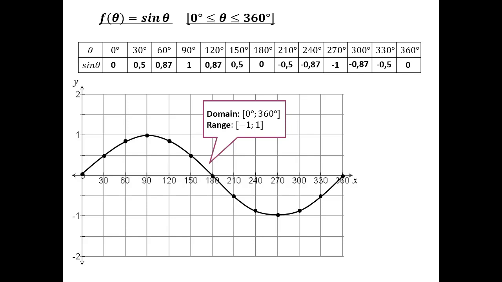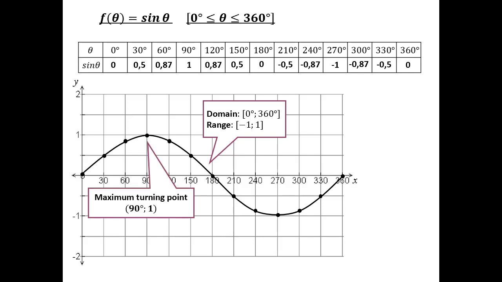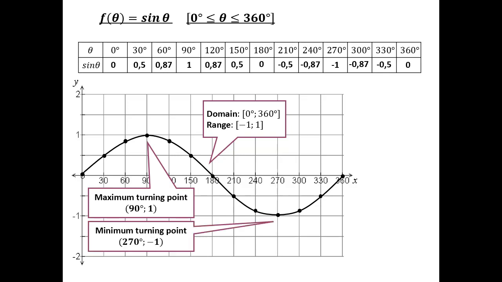Let's take a look at the maximum turning point. The maximum turning point is at 90 degrees and 1. This is the peak of the sine wave, where the value of the sine function is at its maximum. Let's take a look at the minimum turning point. This is at 270 degrees and -1. This is the lowest point of the sine wave, where the value of the sine function is at its minimum.